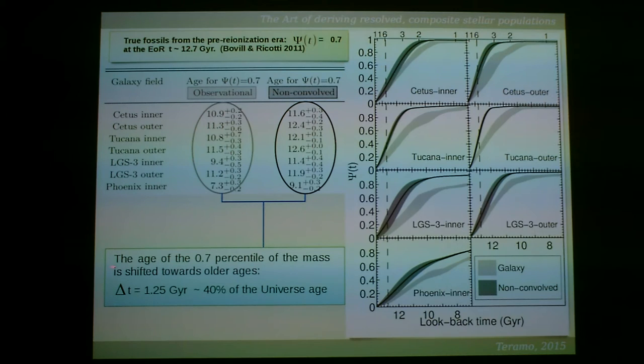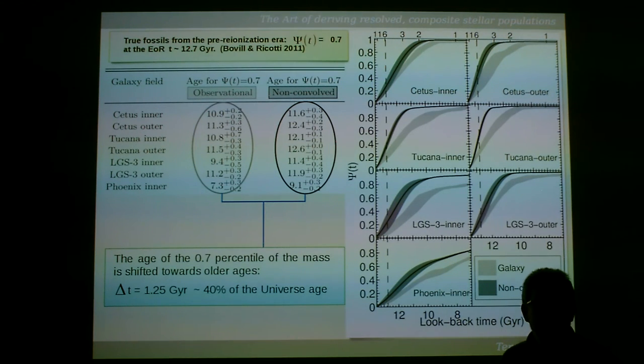So in general, the age of the 70th percentile of the mass is shifted to older ages, by 1.25 giga years, which represents 40% of the age of the universe at that time. And that is more evident in the outskirts of the galaxy, which could have been affected more by reionization than the inner region.